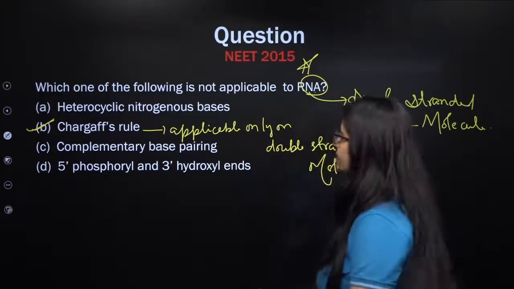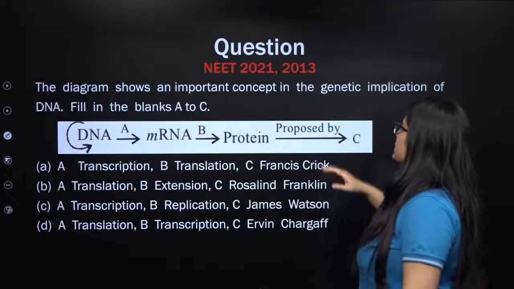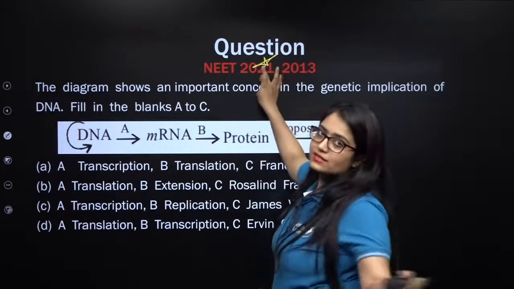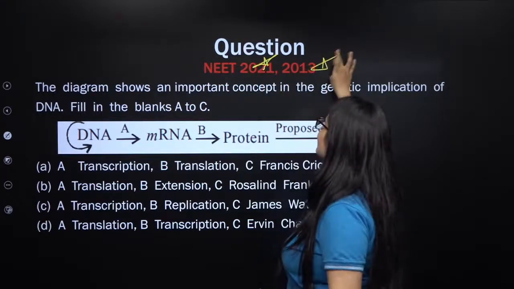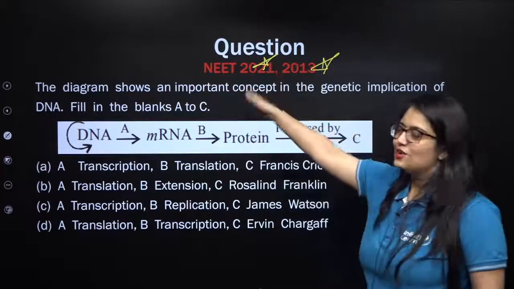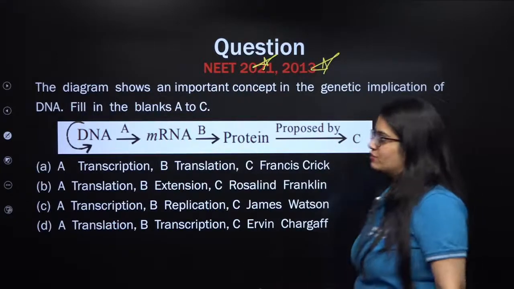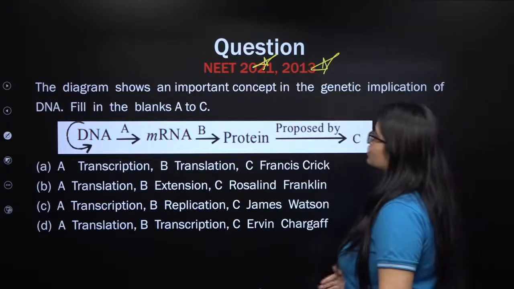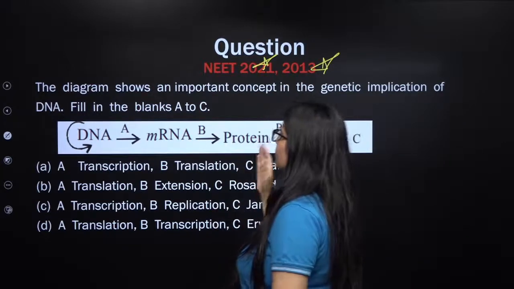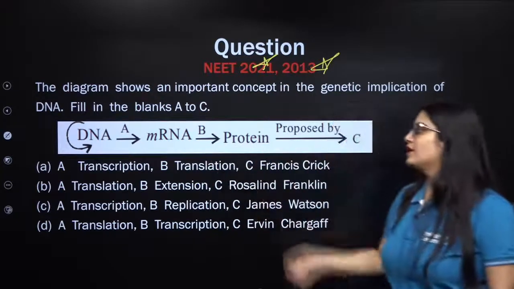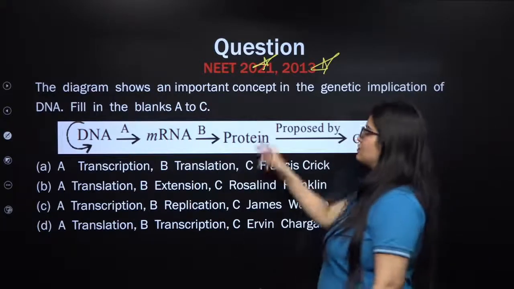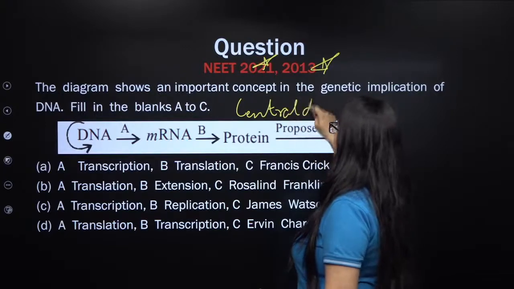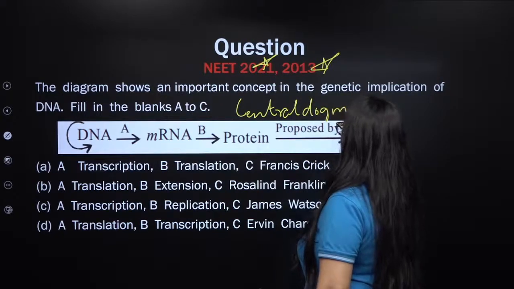Karthik, let's see the next question. This was asked twice, my dear students, in NEET 2021, the latest NEET exam, and also in 2013, the first and the latest. So this is a very famous question. The diagram shows an important concept in the genetic implications of DNA. Fill in the blanks from A to C. This question is from the Central Dogma of Molecular Biology.